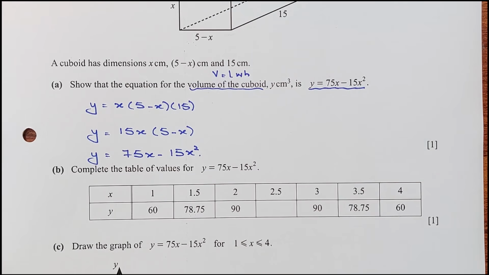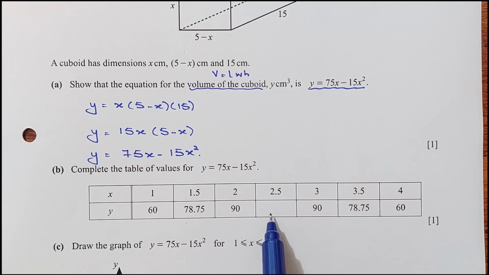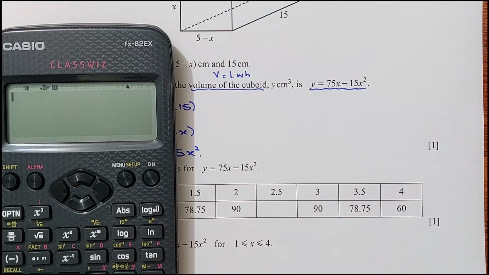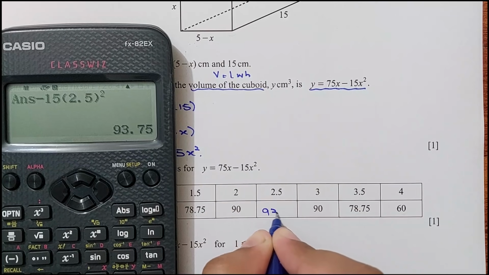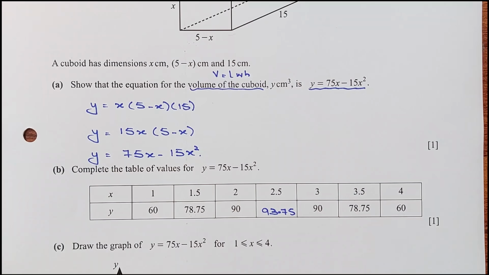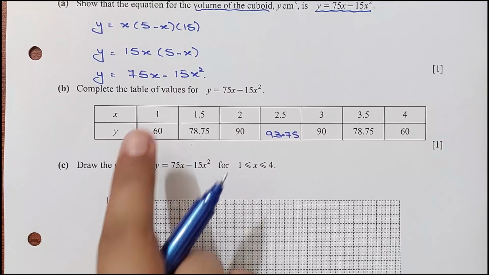Now for part B, complete the table of values for this equation. So this is missing. When x is 2.5, we have to solve for y. Okay, 75 times 2.5 minus 15 into 2.5 square. This is 93.75. Right. Now for part C, draw the graph of the function for x between 1 to 4.